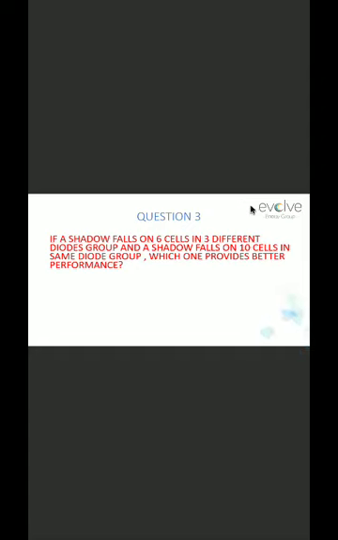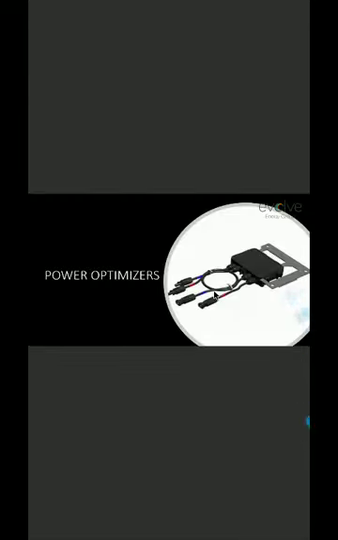Yeah, we can go on to the answers now. The shadow in the same group, as we discussed, the diode will engage into action and bypass those sub-modules. That gives us better performance.